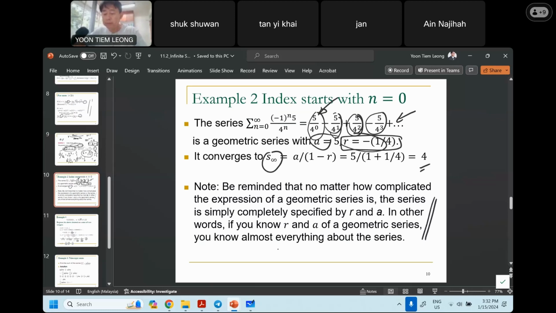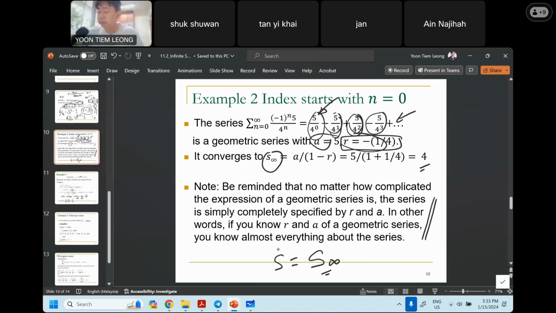Okay, so that explains a little bit of how to calculate the infinite geometric series. Be reminded that no matter how complicated the expression of the geometric series is, the series is completely specified by r and a. In other words, if you know what r and a are for the geometric series, then you know almost everything about the geometric series, most importantly the sum to infinity. Sometimes we just write S, sometimes we write S infinity to represent the sum of the geometric series.